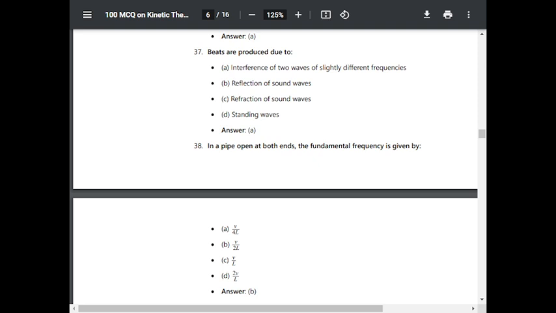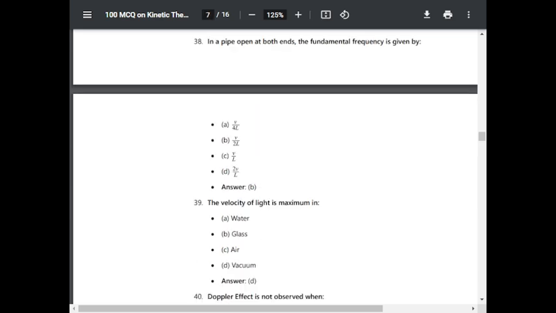In a pipe open at both ends, the fundamental frequency is given by: option A, v upon 4L; option B, v upon 2L; option C, v upon L; option D, 2v upon L. The correct answer is B, v upon 2L. In a pipe open at both ends, the fundamental frequency is given by v upon 2L.